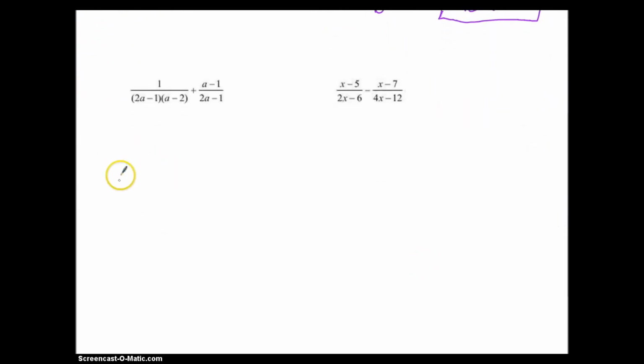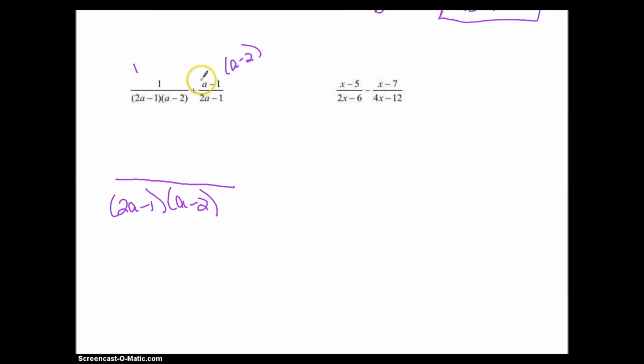Looking at the next one, take all of the denominator from the first fraction and write it down. 2a minus 1 and a minus 2. Take the second denominator and see, is there already a 2a minus 1 down there? Yes, there is, so you do not write it again. Compare, the first one is good. I like to just put a 1 up there so I know I've checked it. Compare the second one, and it's missing an a minus 2.